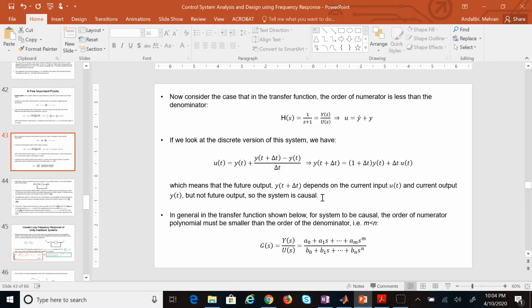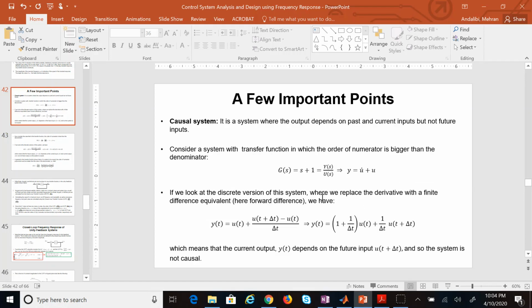But as I went more and more into my lectures, I found that I did not formally introduce the meaning of causal and why that's the case, that m should be less than n. So here I added it for you.